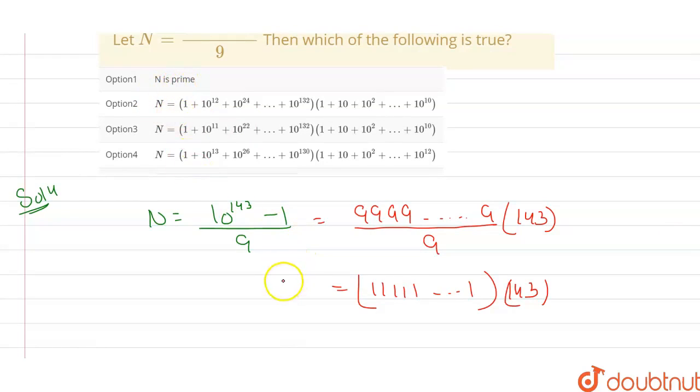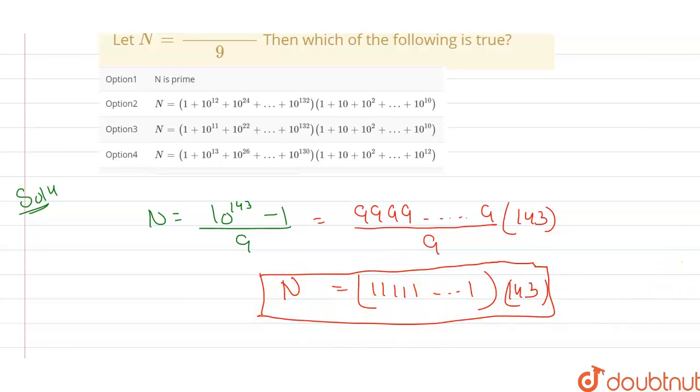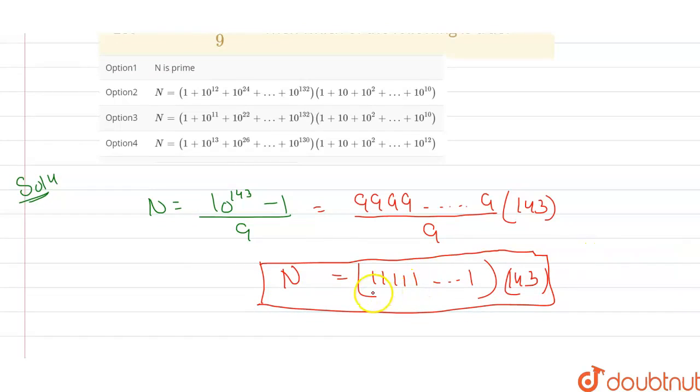Now, the first option says that N is prime. I have to check whether this updated value of N, 111 repeated 143 times, is a prime number. This will be my prime number, because this is 111 repeated 143 times. So I can say that this option is correct.